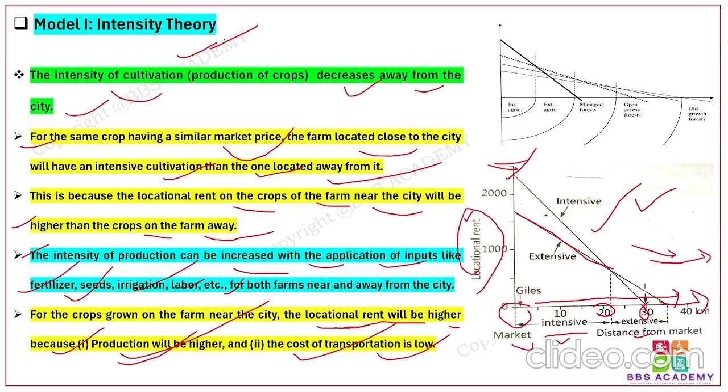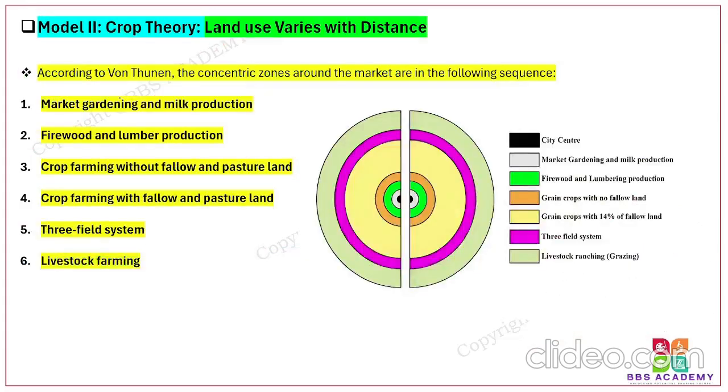Here the main statement is that the intensity of the cultivation or production of the crops decreases away from the city, and there is maximum production within the surrounding market area region. Okay, so the next theory, Von Thunen's model 2, is the crop theory. In this crop theory, Von Thunen tries to explain six distinct concentric zones around the market area. These six distinct zones are market gardening and milk production, and firewood and lumber production.